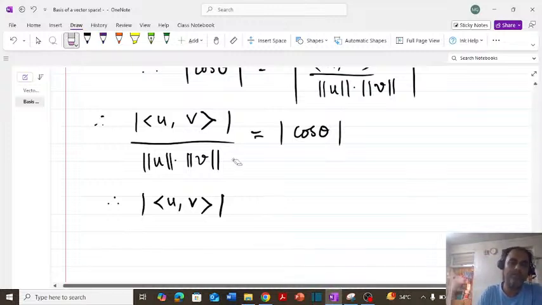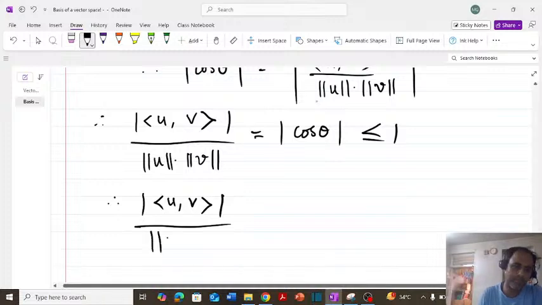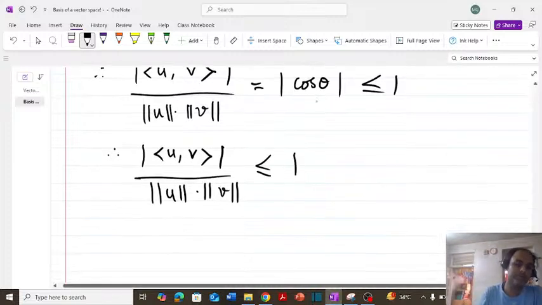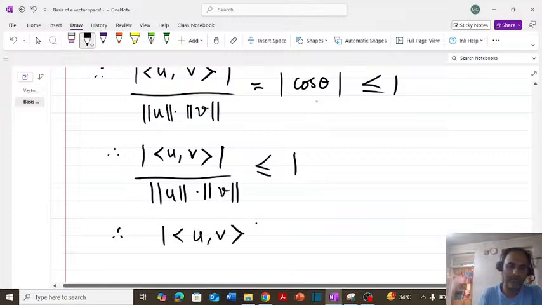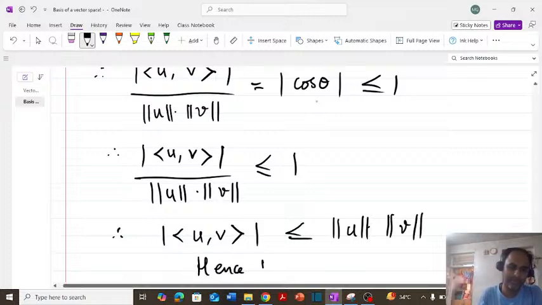This is maximum bounded by 1, so that means this value is maximum bounded by 1. So the modulus of the inner product uv is always less than or equal to norm u into norm v. This is the proof, and hence proved. A very short proof, not very technical right now, but a good proof to go ahead with.